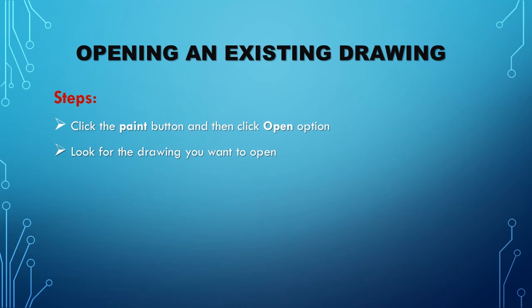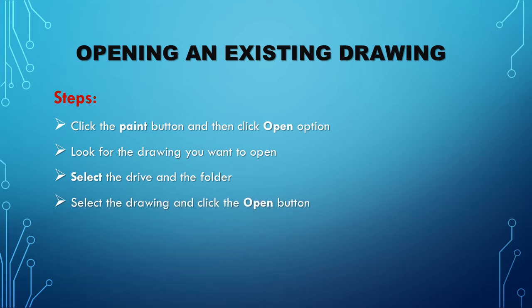Okay, you have already drawn something in the paint window. You can see all the drawings. From that you can select the drive and the folder. You have saved in different folders, different file types, right? The file types will be visible at the second step. You select the drive and the folder, then select the drawing and click the open button.